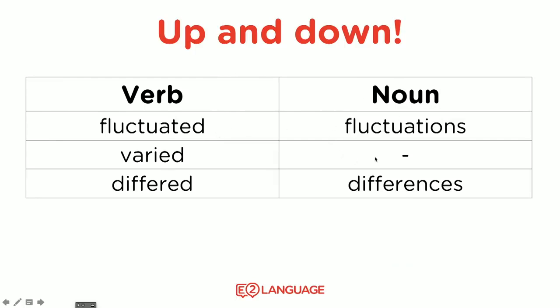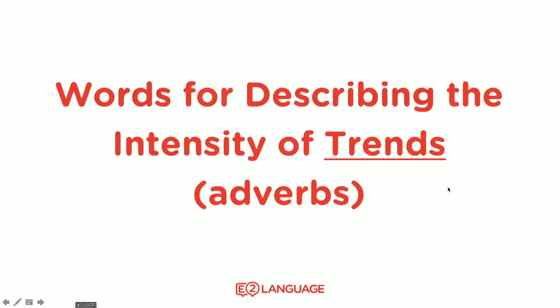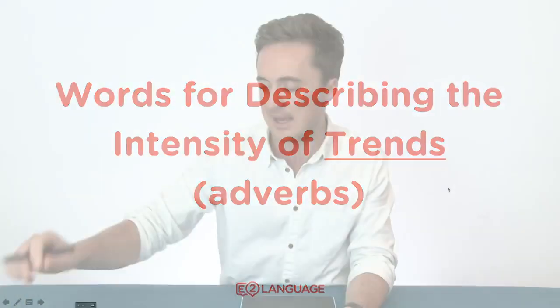And you can also use the noun form and talk about fluctuations. You can say the number or amount or whatever it is varied or differed. And perhaps you can talk about the differences as a noun, okay? These are both plural nouns, fluctuations with an S on the end and differences with an S on the end. Cool. Okay, now we've got those key nouns and verbs.